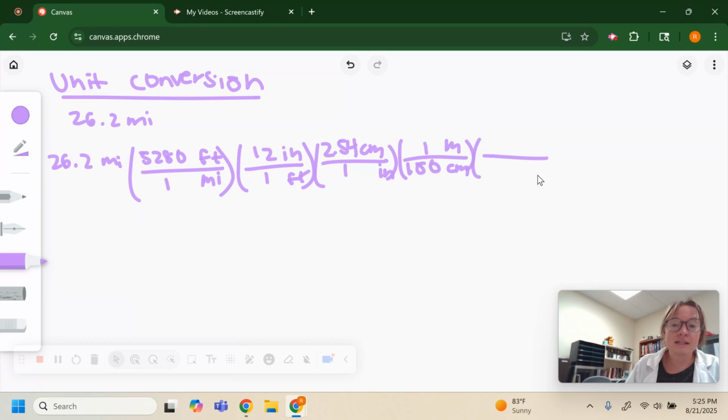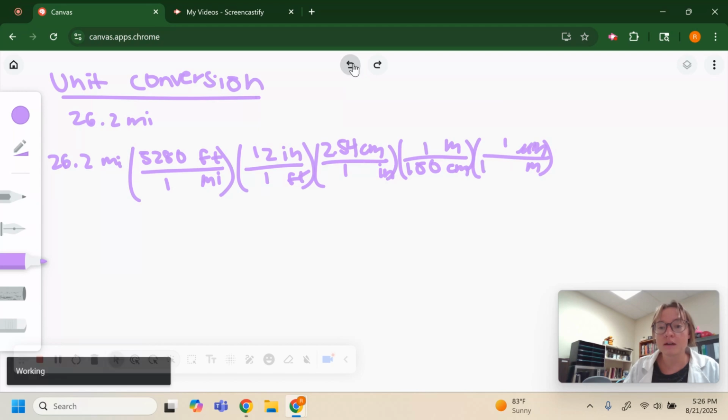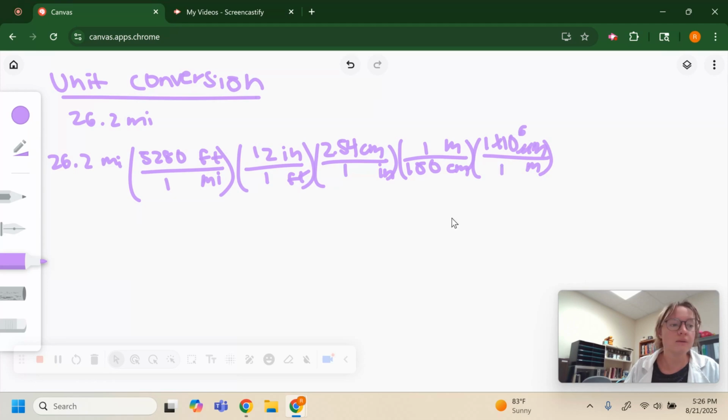And finally, we got to get into micrometers. So to go from meters to micrometers, I got to remember my prefixes. I know that micro means times 10 to the negative 6th. There are a few different ways to do this. Either I could say 1 micrometer is equal to 1 times 10 to the negative 6th meters, and that's one way to do it. Or I could say, hey, micrometers are tiny, and there are a lot of micrometers in a meter. So one other way is to say there are 1 times 10 to the 6th micrometers in a meter. Either one of those is great.